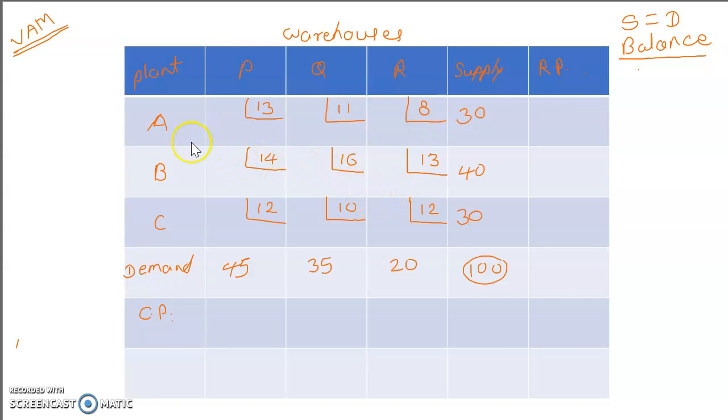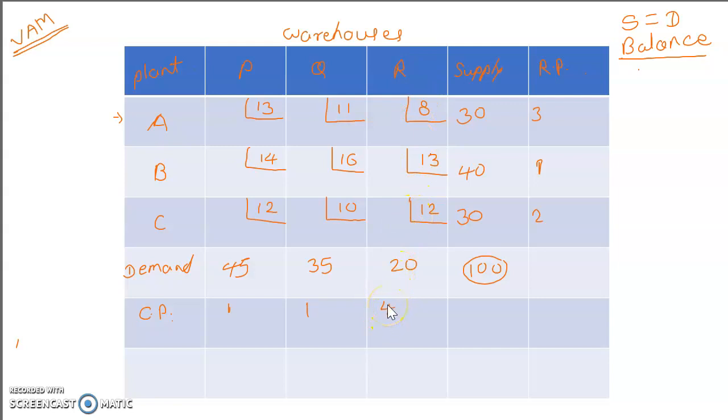For that purpose, consider this first row. In the first row, the minimum number is 8 and the second minimum is 11. Take the difference, that is 3. For the second row, the minimum number is 13, then 14. The difference is 1. For the third row, the difference is 2. For the first column, 12 and 13, so the difference is 1. For the second column, 10 and 11, the difference is 1. For the third column, 8 and 12, the difference is 4.